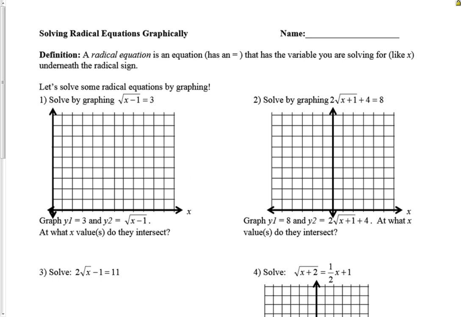Video, we're going to be solving radical equations, and we're going to do that graphically. We're not going to do these algebraically today, just graphically.